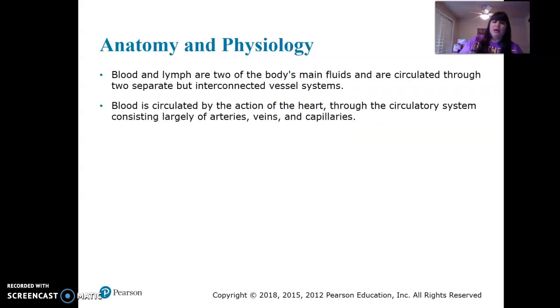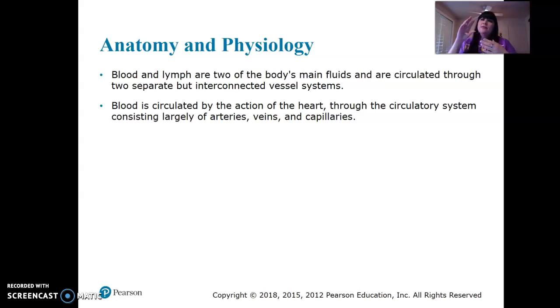So what is blood? Blood and lymph, 2 of the body's main fluids circulated through 2 separate systems. The blood is in the cardiovascular system: cardio, heart, vascular, vessels. Blood is what's circulating in the cardiovascular system. So there are nutrients, waste, oxygen, electrolytes, and blood cells: red blood cells, white blood cells, platelets. All of that stuff's in there.